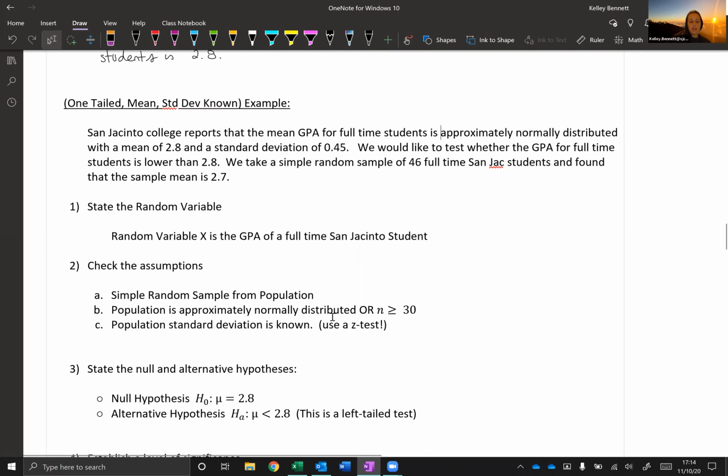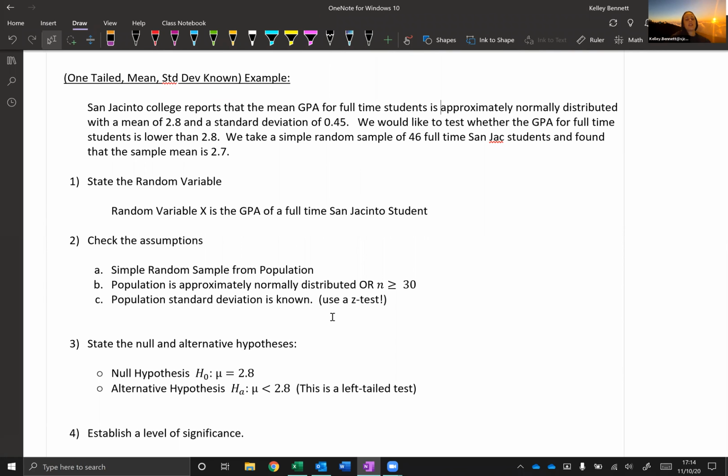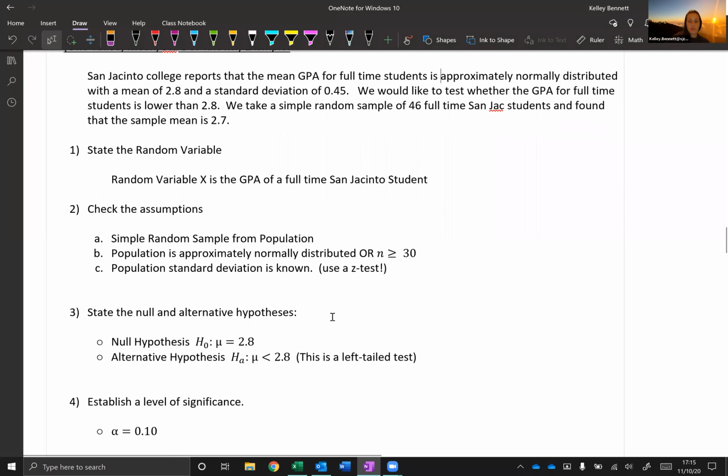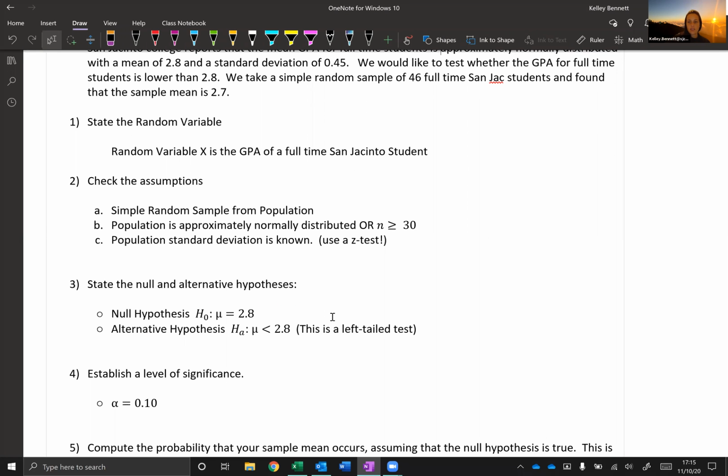So now I want to state my null and alternative hypotheses. Again, the null is still mu equals 2.8. But now my alternative hypothesis is that mu is less than, because I want to show that the mean GPA is actually lower. So this is a left-tailed test. Remember that left-tailed, right-tailed, two-tailed comes from the structure of your alternative hypothesis. All right, establish a level of significance, 10%.